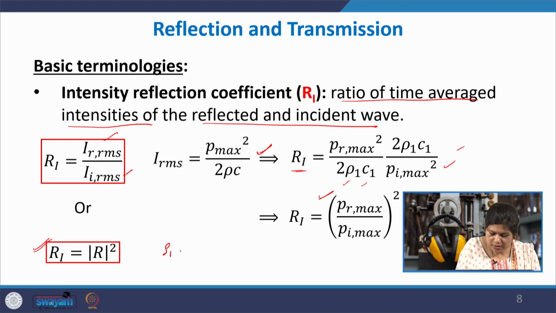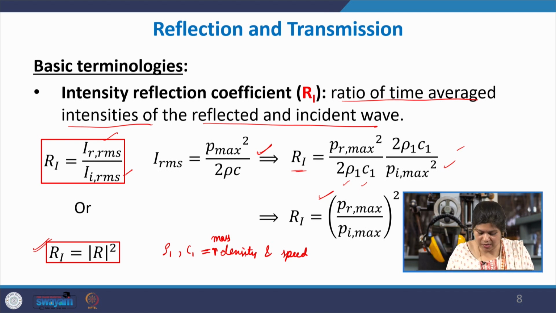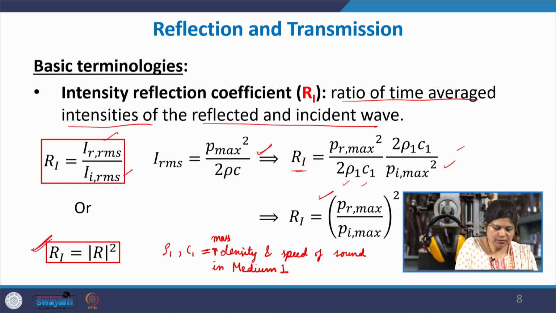So, here rho 1 C1 is what? The density and speed of sound. Again, I will mention density as mass density, because as you go into higher sciences you have different types of density. So, mass density and speed of sound in medium 1. So, this becomes the relation.